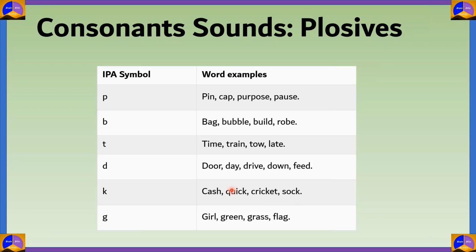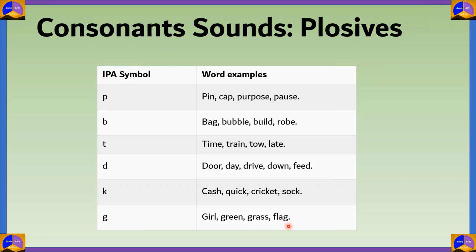The letter Q is also used for the same sound. The last plosive is also produced by placing the middle of your tongue to the roof of your mouth. However, this one is voiced. So therefore, the sound that the lowercase g IPA symbol represents is g, g. The fifth one was k, while the sixth one is g. Words which use the sound g include girl, green, grass, flag, etc.